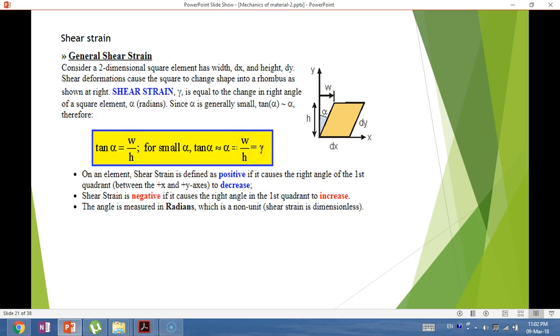What about the units, and whether the sign convention is positive or negative? Shear strain is defined as positive if it causes the right angle of the first quadrant between x and y to decrease. Shear strain is negative if it causes the right angle in the first quadrant to increase. The angle is measured in radians.